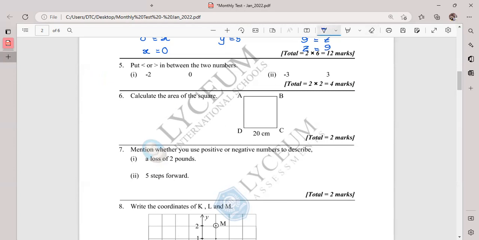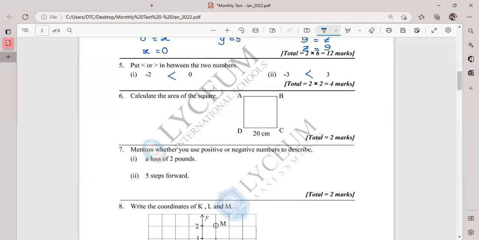When you compare -2 and 0, you just imagine the number line, children. -2 is on the left side when you compare it with 0. So which one will be bigger? 0 will be bigger, therefore you show it like this. And when you compare -3 and +3, definitely it's obvious. We discussed that you may have this knowledge that -3 and +3, which one will be bigger? +3 will be bigger, right?